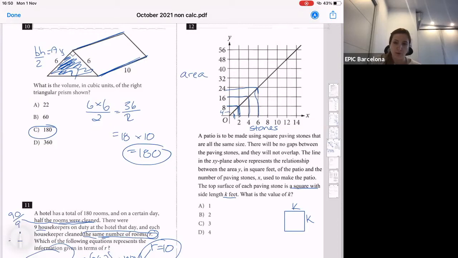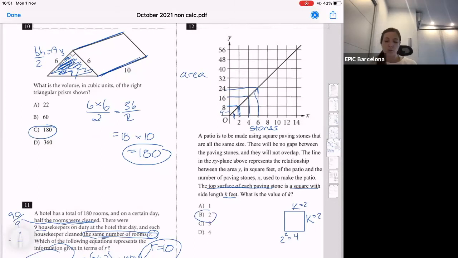Okay, let's have a look. Remember, I'm looking for the top surface of each paving stone. So if k is equal to 2, that would make the area 4, which makes sense. So for one paving stone, there's an area of 4. The area here, it's 4. So K must be equal to 2.